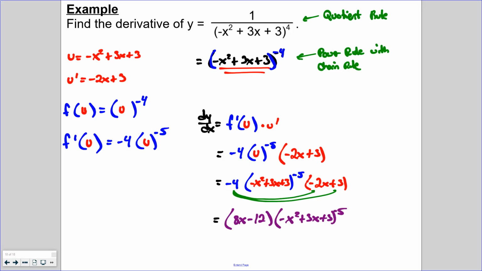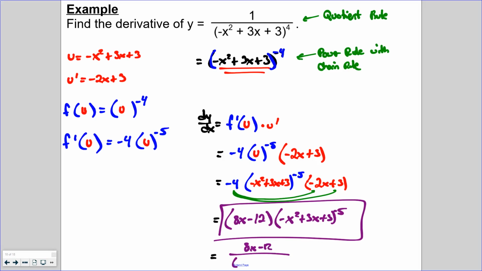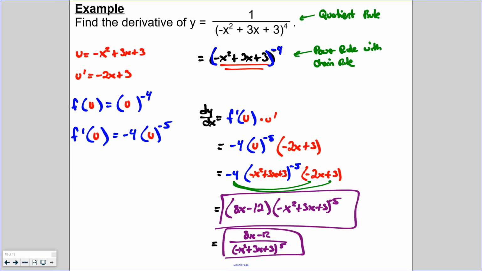negative fifth power. And as always, well, I guess not as always because you can't always show off, but if we wanted to show off, we could do 8x minus 12 all over the quantity negative x squared plus 3x plus 3 raised to the positive fifth power. But again, both of those answers are acceptable, and both of them are accepted by Newton.